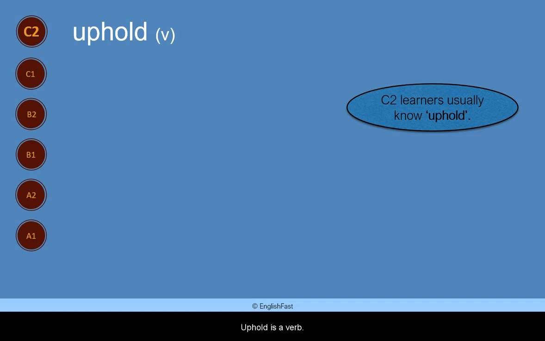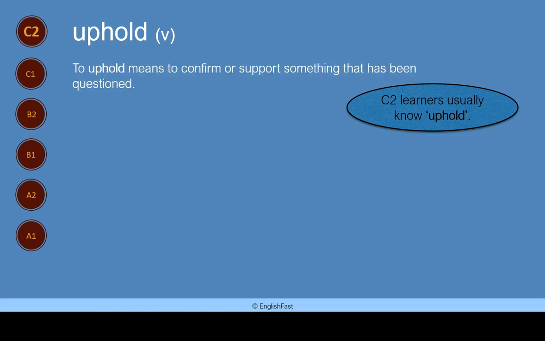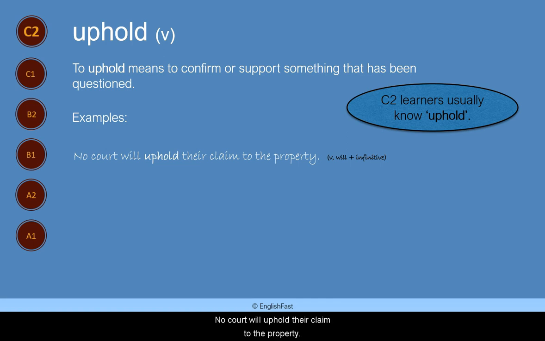Uphold. Uphold is a verb. C2 learners usually know uphold. To uphold means to confirm or support something that has been questioned. Here are some examples. No court will uphold their claim to the property.